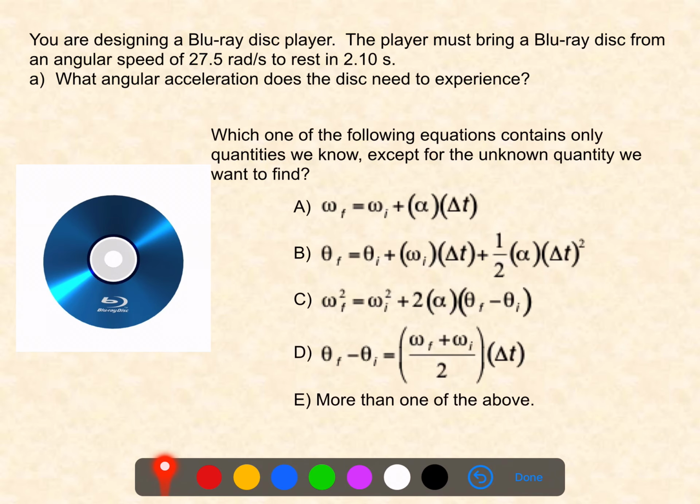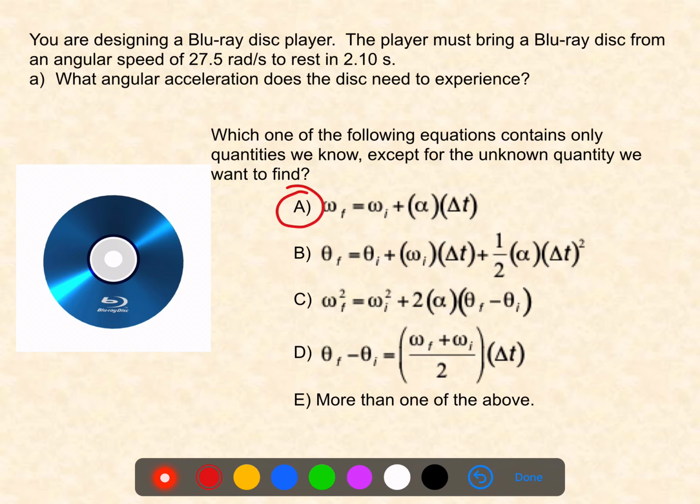Given the information that we have here, which is just the initial and final speed, right? We're initially at 27 radians per second and we want to bring it to rest. That means 0. And time. What can we use directly where we have all of the known information we have been given here and only the unknown quantity we wish to find? Which of these equations will allow us to do that? And so if you think about it for a minute, hopefully it's clear that that choice would be A.